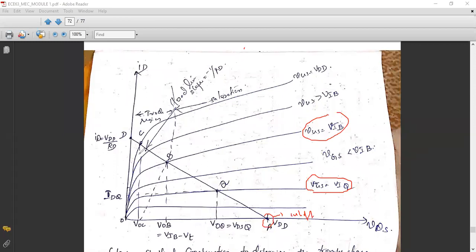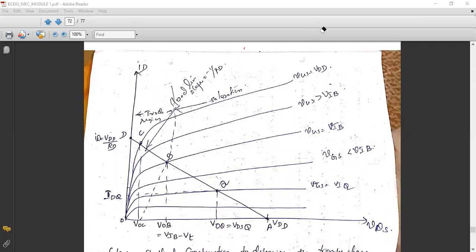Similarly, if you go towards the triode region, that will also lead to some clipping of your input waveform, because your current is linearly varying. It is not constant. So if you can bias your MOSFET in the saturation region, and the Q point lies in the midway of your DC load line AB, then your output will be the exact replica of your input. The only thing is that you are having an increase in amplitude.